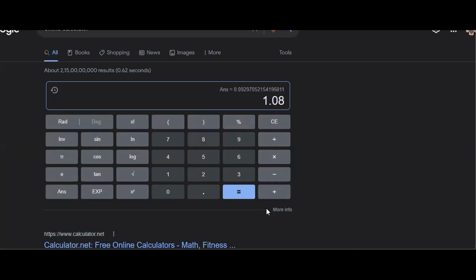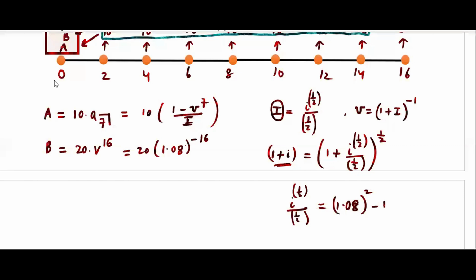1.08 squared minus 1 gives 0.1664. This is 0.1664, or 16.64%. You can accept it that way. The 2-year interest rate: if 1 year is 8%, then 2 years is 16.64%. If 1 year is 10%, the 2-year interest rate is 21% compounded. Remember it that way. Then you have to put it here.